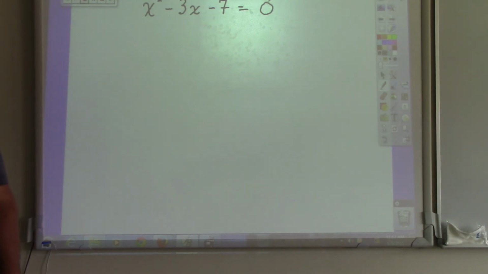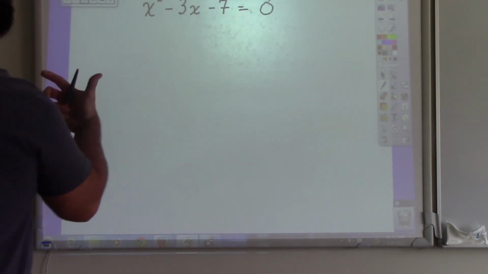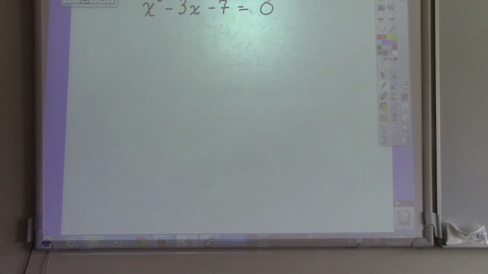This is where y'all go haywire. I see the pencil's already stopping. 3 divided by 2? Oh! 3 divided by 2, that's a fraction. I can't square it, I just get 9/4. Yeah, you get 9/4. Add it on both sides.